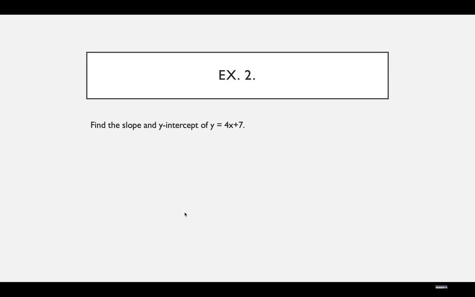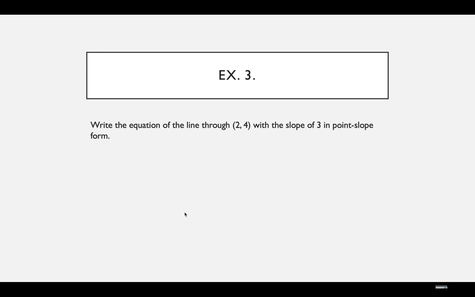Okay, so we want to find the slope and y-intercept of y equals 4x plus 7. So it's helpful to stop for a second and consider what form of the equation of the line this is written in, and it is written in slope-intercept form. And our slope is represented by m, and our y-intercept is the point (0, b). So from our equation, we can read straight off of it that the slope is 4 and that b is 7. So again, the slope is 4 and the y-intercept is (0, 7).